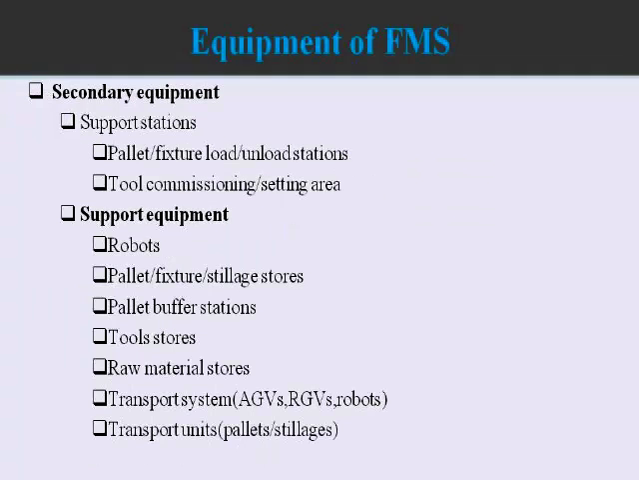Coming to the secondary equipment, we need to have support stations like pallet fixtures, loading and unloading stations, tool commissioning and setting stations or areas, supporting equipment like robots, pallet fixtures, stillage stores, pallet buffer stations, tool stores, tool loading places, raw material stores, transportation of parts by AGVs, RGVs and robots, transport units like pallets and stillages.